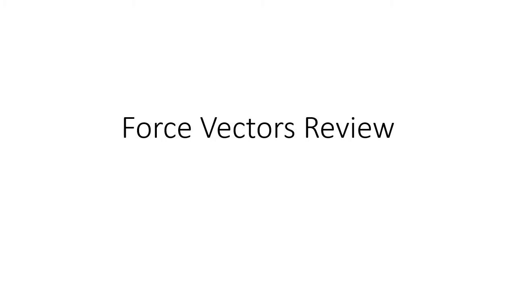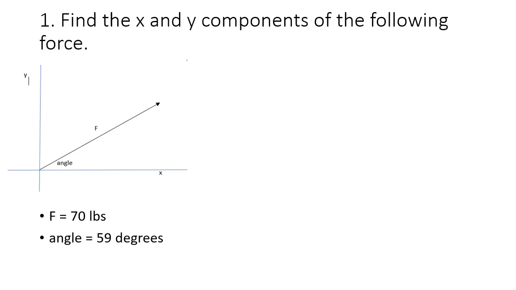All right, so problem number 1. We'll do the first 3 of these together, and I'll have you do the second 3 on your own. So we're finding the x and y components of this. What we do here is we basically make this into a triangle. So this side right here is going to be the force in the x direction. This side right here is going to be the force in the y direction. And this is our angle, which is 59 degrees, and the force equals 70 pounds for that part, for the hypotenuse.